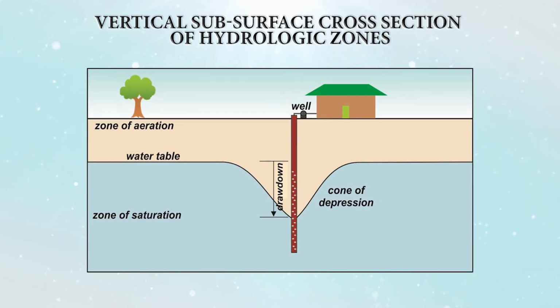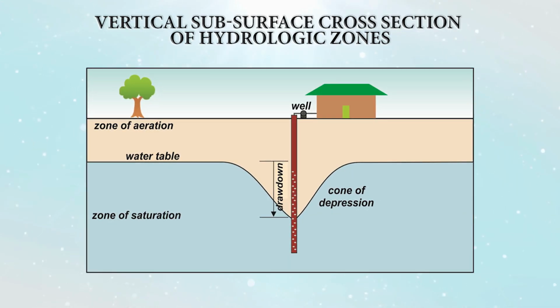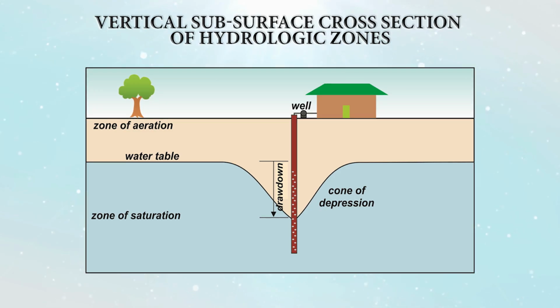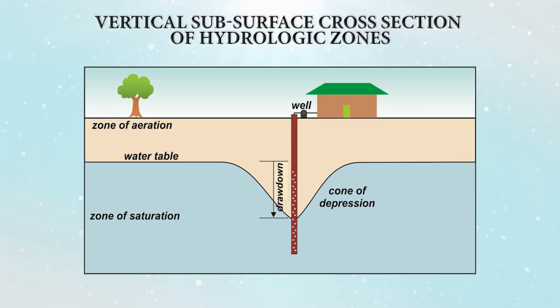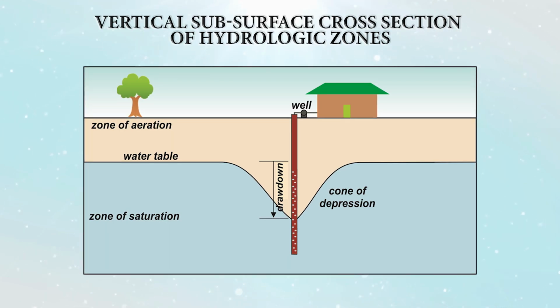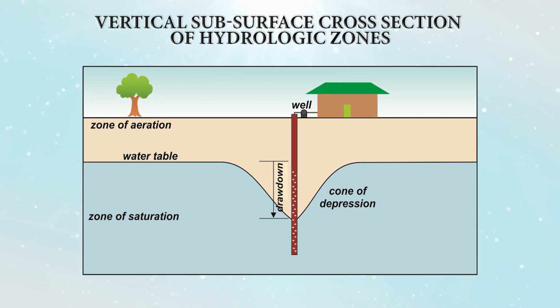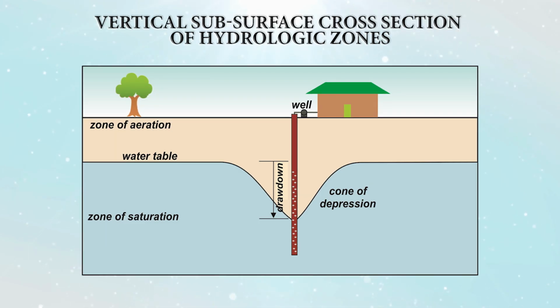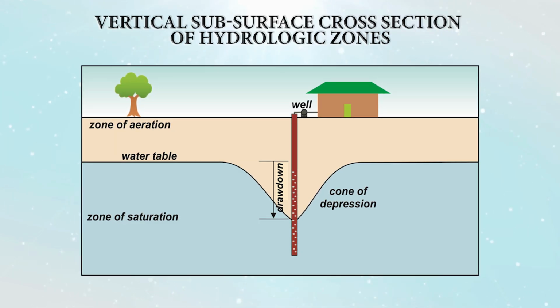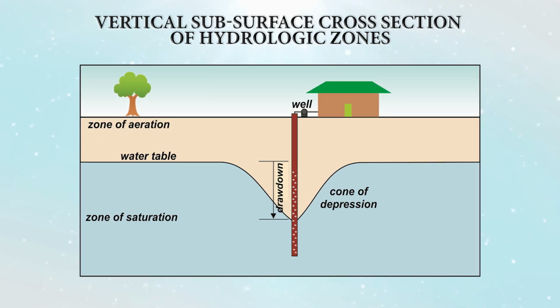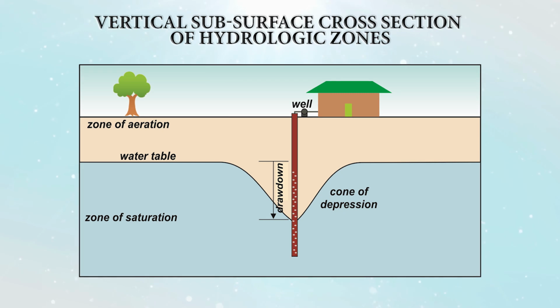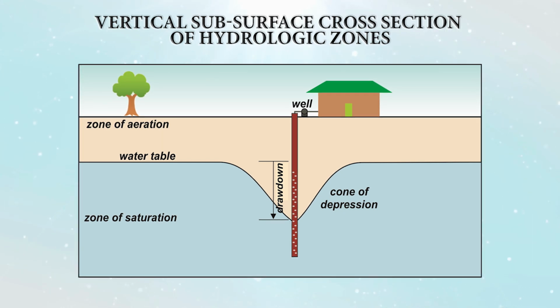Now you can see and understand with the help of this figure. The first one is the zone of aeration and the second one is the zone of saturation. The zone of saturation has water, and a well is an artificial opening which is made from the surface to this zone of saturation, from which water is extracted, and you can see there is a cone of depression around the well.